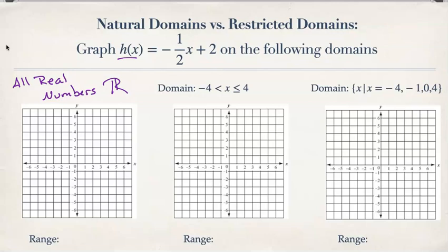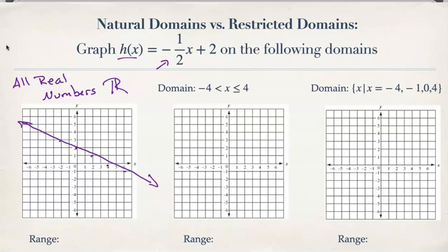I would say, well, my y-intercept, my b value, is 2. Remember, I have a slope here. My slope tells me move down 1 to the right 2, down 1 to the right 2, down 1 to the right 2, and then up 1 to the left 2 if you want to go backwards. So you have this line with a slope of -1/2, and I'm graphing it over the domain all real numbers.